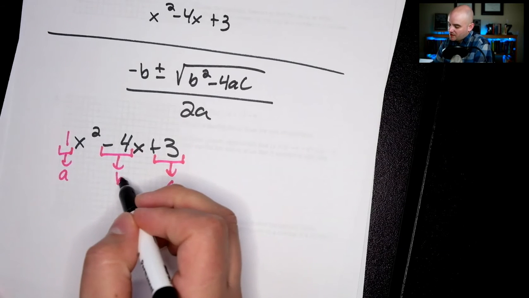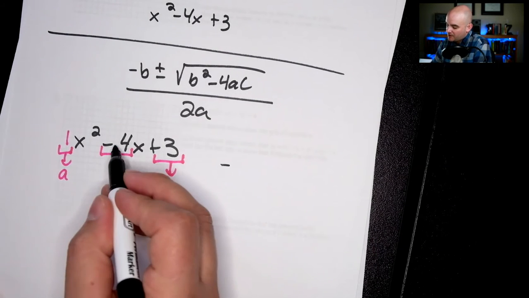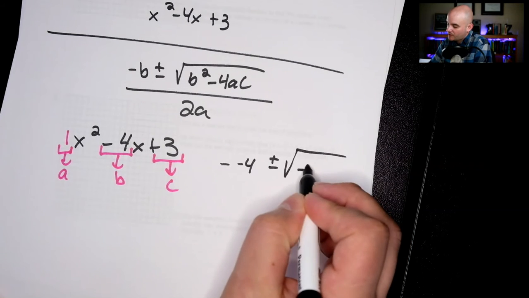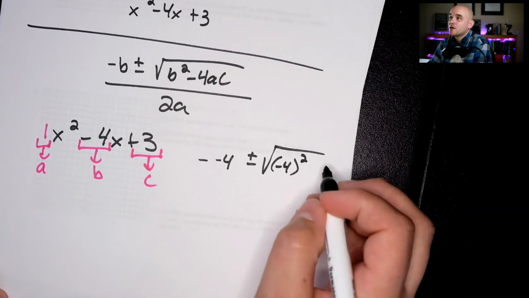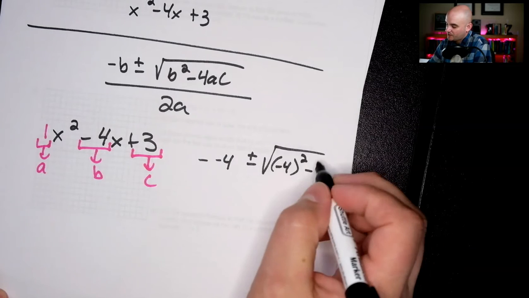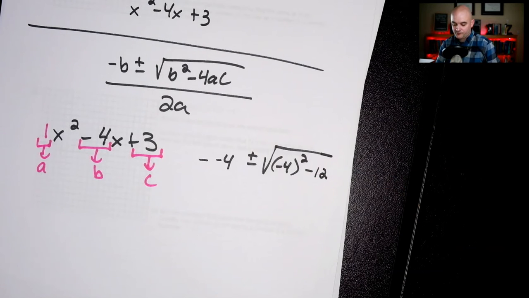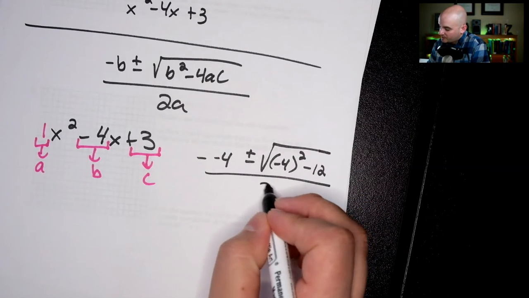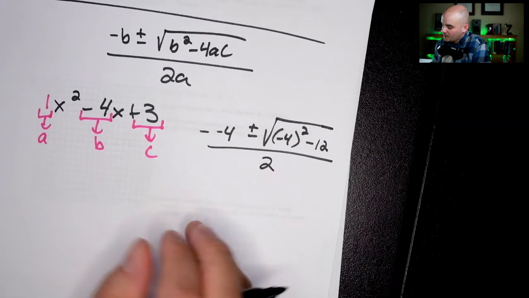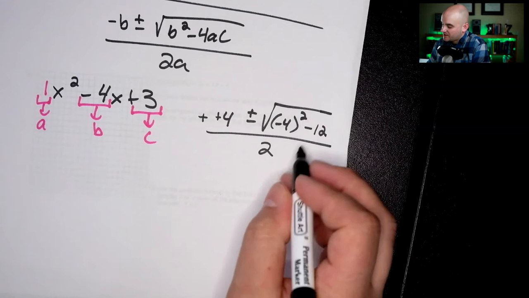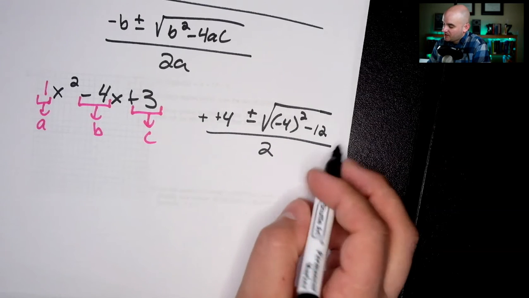So substituting that in, a negative b is going to become negative 4 plus or minus the square root of negative 4 squared minus 4 times a. Well, a is just 1 times c, which is going to be 12. And this is all going to be over 2 times a. So negative 4 becomes plus 4. Negative 4 squared is going to be 16. And then 16 minus 12 is 4.